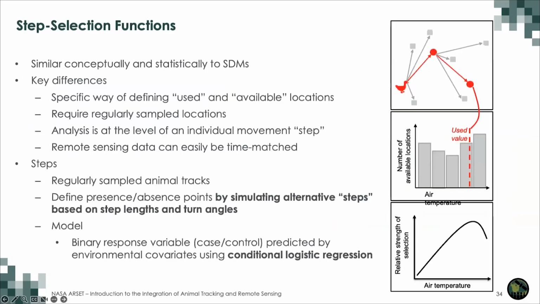As a reminder, step selection functions are conceptually pretty similar to species distribution models, but they use a specific way of defining presence and absence points by simulating alternative steps based on the actual step lengths and turning angles observed in the animal telemetry data.